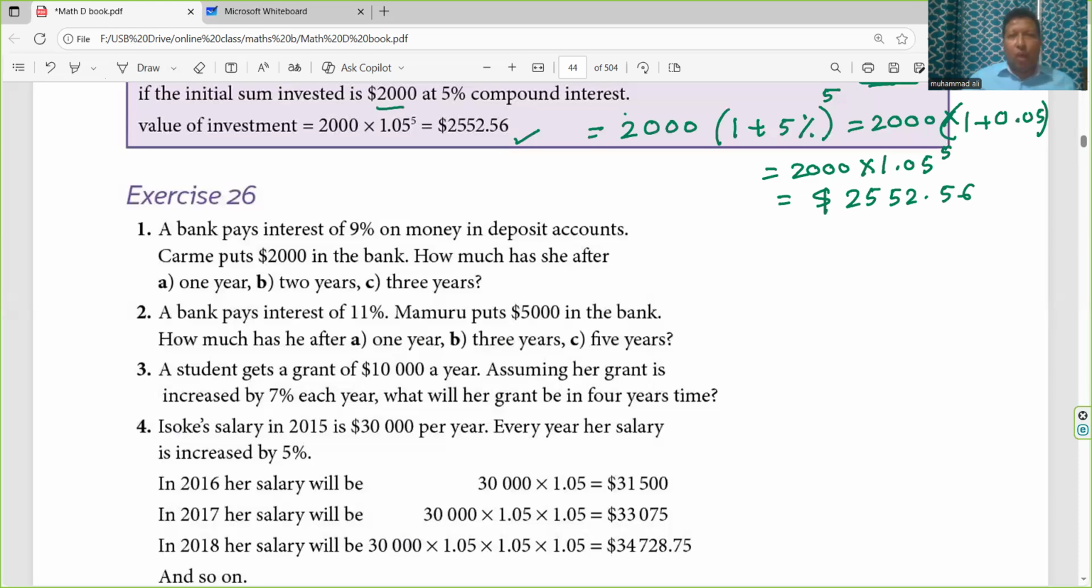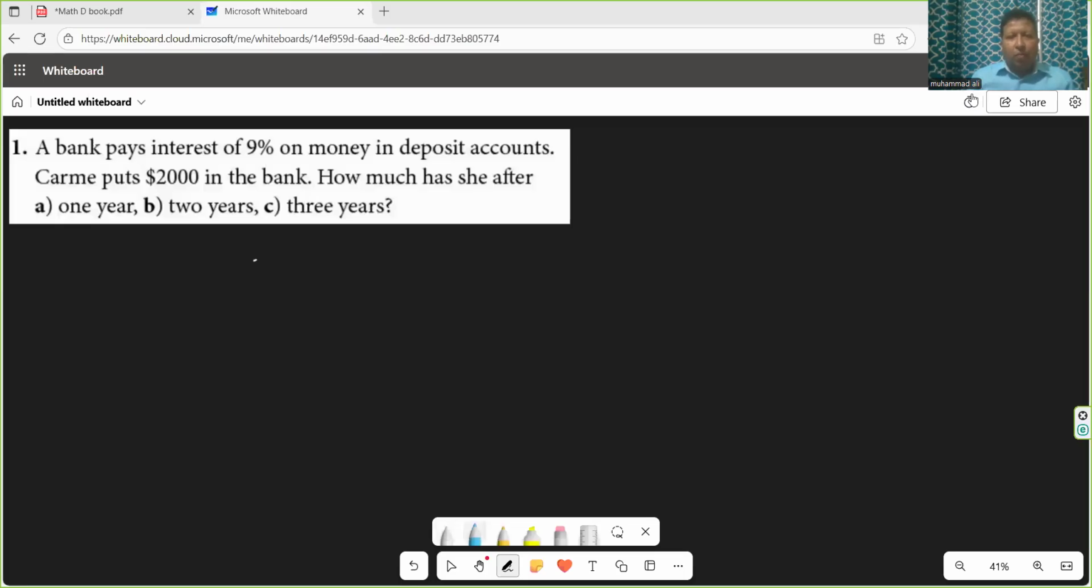Now we try to solve this math, exercise 26. Question number 1: a bank pays interest of 9% on money in deposit accounts. Kremi puts $2,000 in the bank. So this is the principal, and this is the rate of interest. How much does she have after 1 year, 2 years, and 3 years?